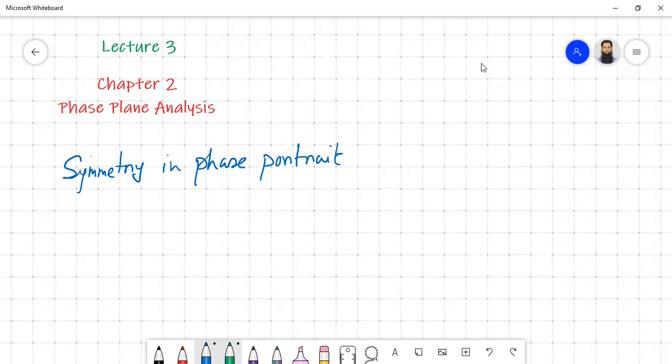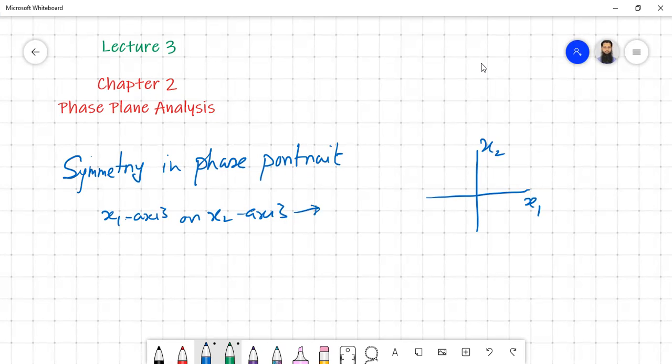In this case, the analysis and the plotting becomes a lot easier. If you can recall, our x1 is basically what we generally refer to as the x-axis, and x2 is what we generally refer to as the y-axis, and x1 and x2, both of them are phase variables. So if our system is symmetrical about the x1 axis or x2 axis, in that case, if we just take half of the phase portrait, then we can have the whole picture.